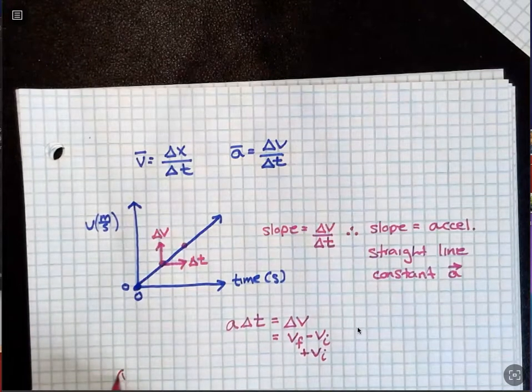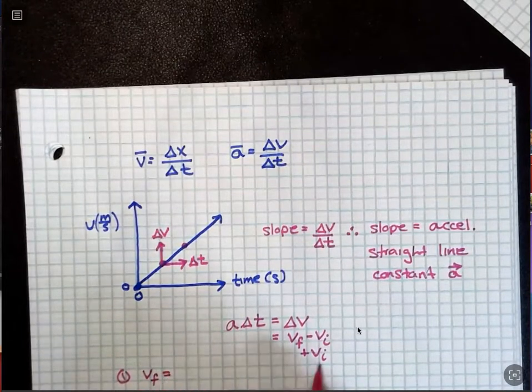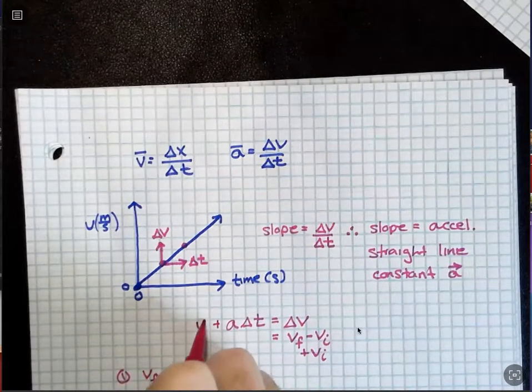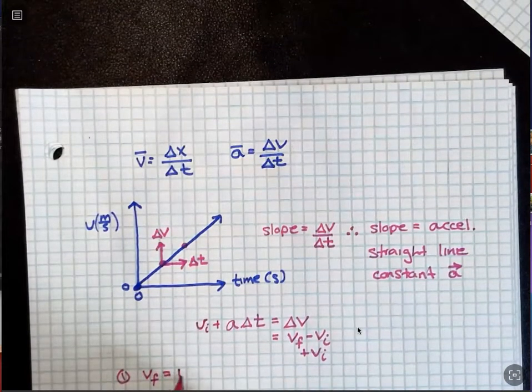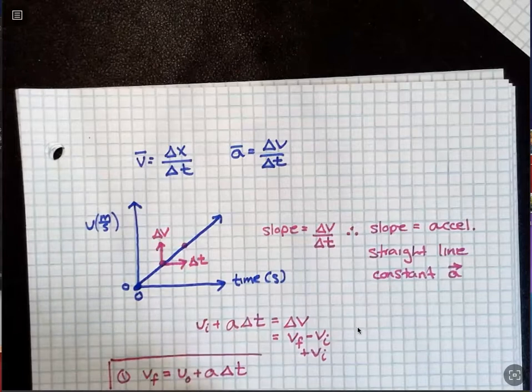And if we look, I'm going to write this full equation. Instead of calling it vi for initial, I'm going to call it v naught with the little zero that you've seen me use before. I'm going to say that our final velocity is equal to, well, I've added the vi to both sides, v naught plus a delta t. So this becomes our first equation of motion.